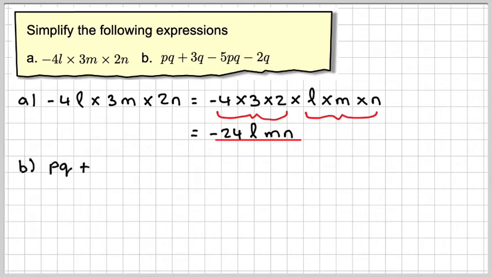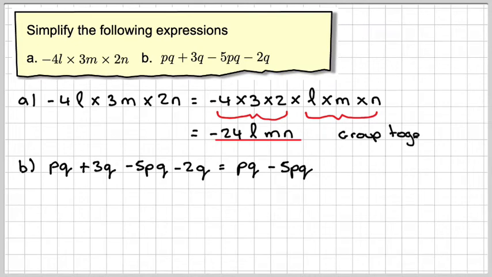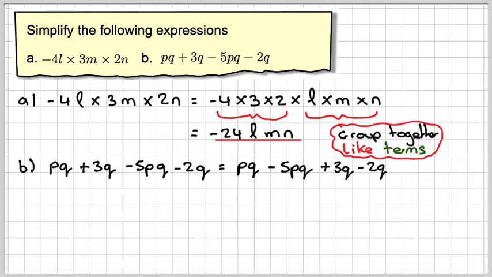In the second one, we've got PQ plus 3Q minus 5PQ minus 2Q. So what we're going to do is group together like terms. So we're going to put PQ and minus 5PQ because these two are like terms. And then we've got 3Q minus 2Q, which we're going to write together. So it's 3Q minus 2Q.